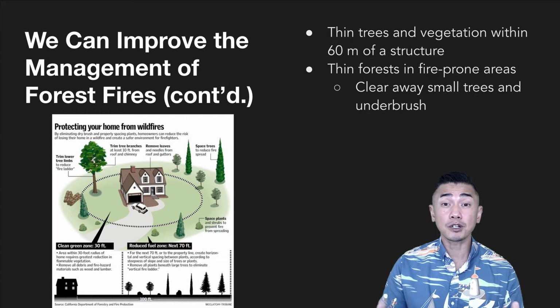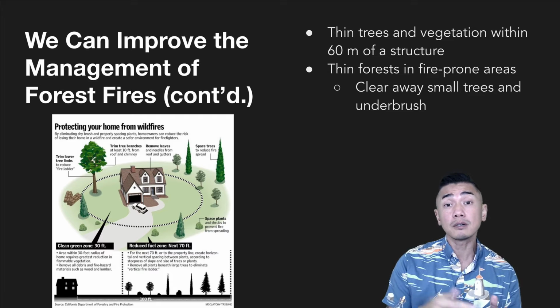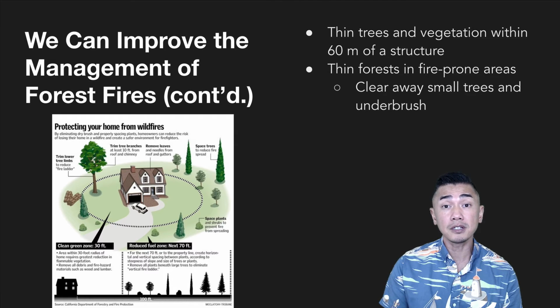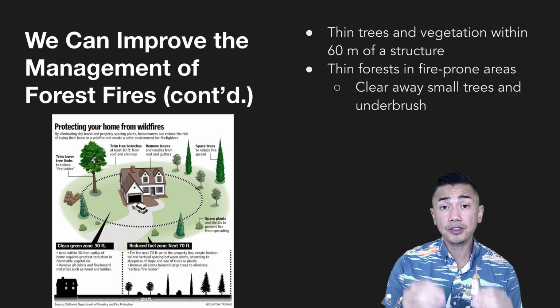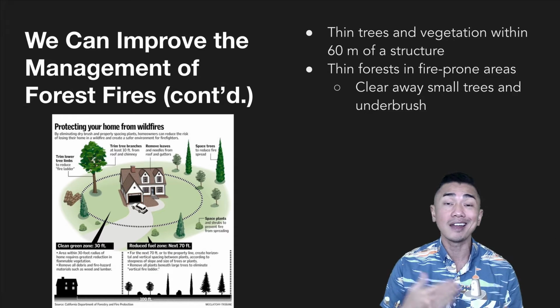We can also encourage anyone that lives in or near a forest to thin down the trees or vegetation within 60 meters of any structure on their property. And finally, we can thin forests down in any fire-prone areas by removing the small trees and underbrush that are likely to burn in a fire.